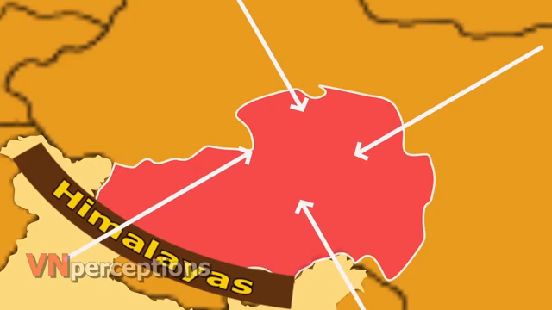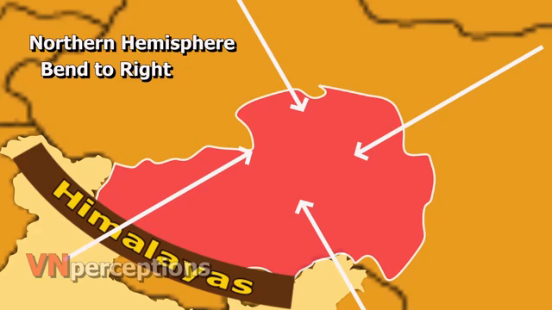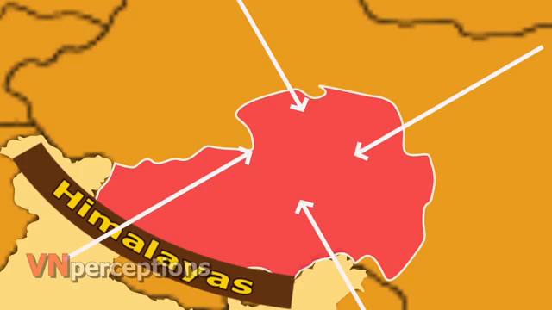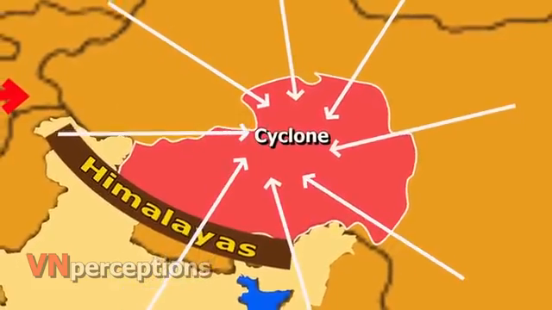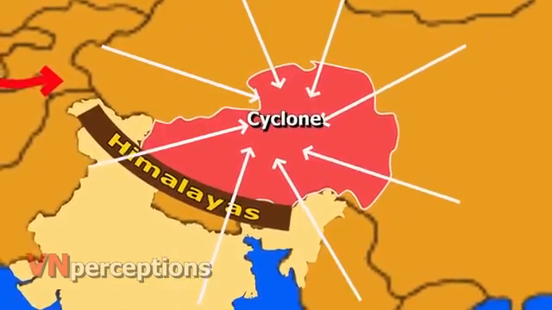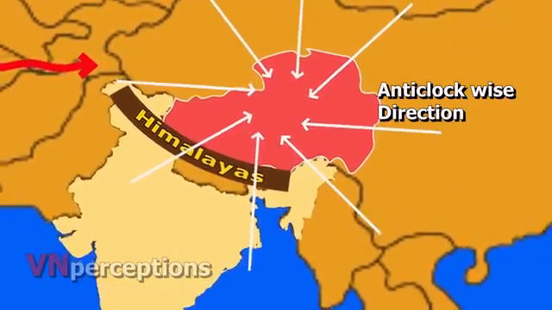Now, since these winds are in the northern hemisphere, they will bend towards the right. It is because of the Coriolis effect. We can call this a cyclone, where a low pressure is created and the winds are attracted towards it. So, in this region, at the lower altitudes, the winds move in an anti-clockwise direction.